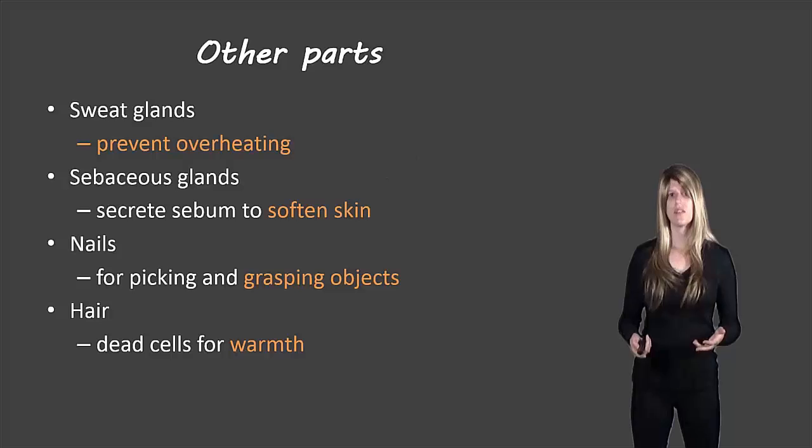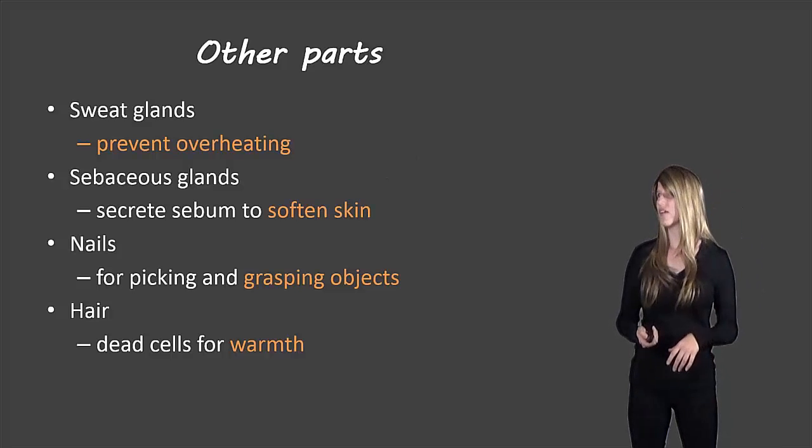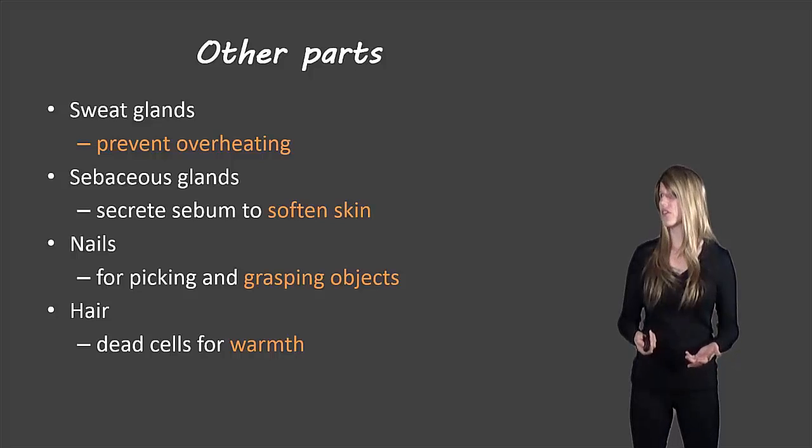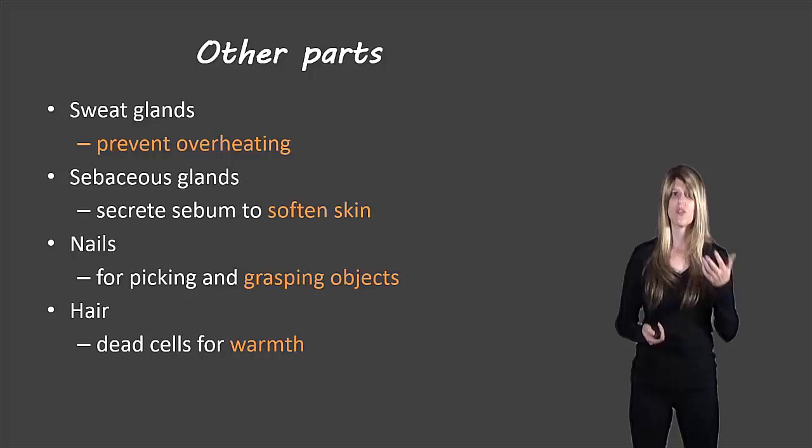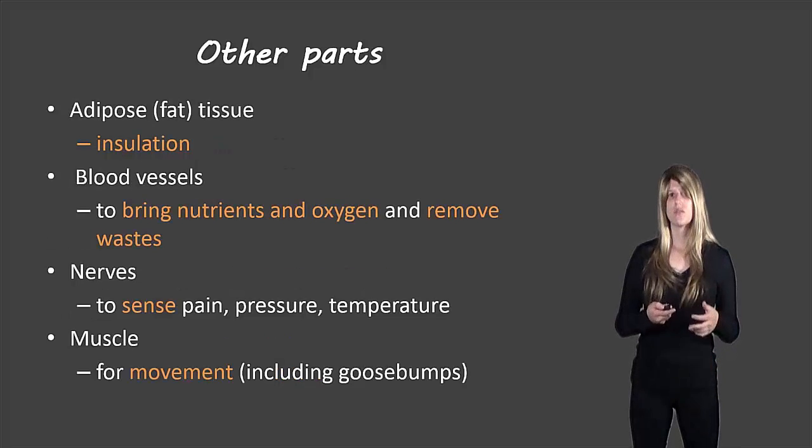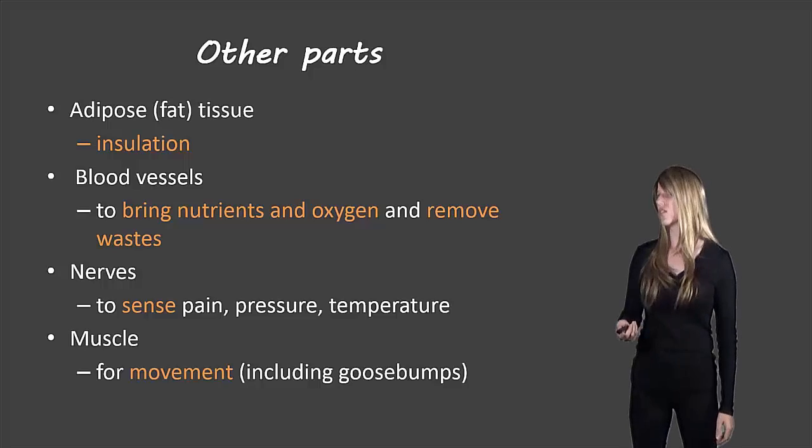And then here are some other parts. These are strewn throughout those 3 layers. There are sweat glands to help us prevent overheating. Sebaceous glands secrete a type of oil to soften our skin. There are nails to help us pick things up. Hair for warmth. There's adipose tissue, which is fat tissue, used for insulation or warmth, and also to help cushion from injury. Blood vessels bring nutrients and oxygen to our cells, and they get rid of carbon dioxide or other wastes. There are nerves to help us sense pain, pressure, and temperature, and there's muscle to help us move. So all of these are considered parts of the integumentary system.